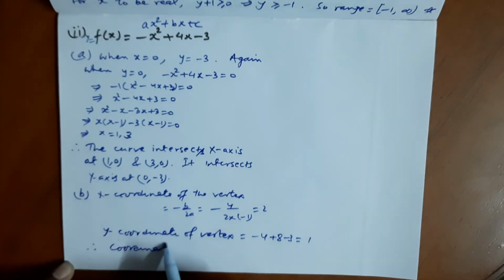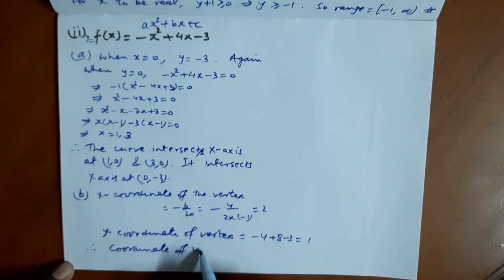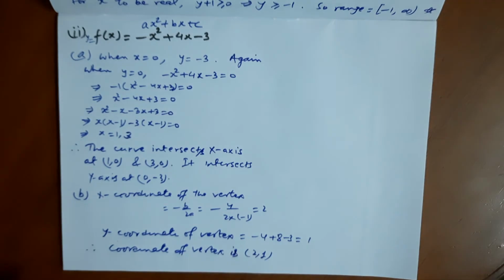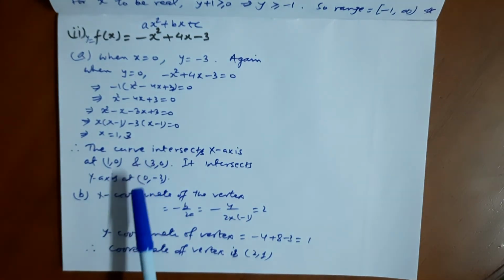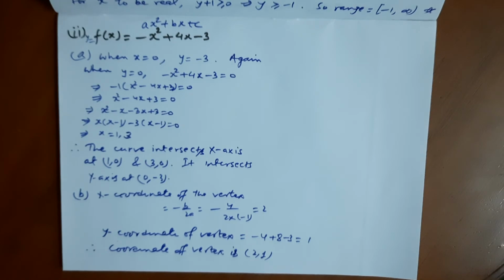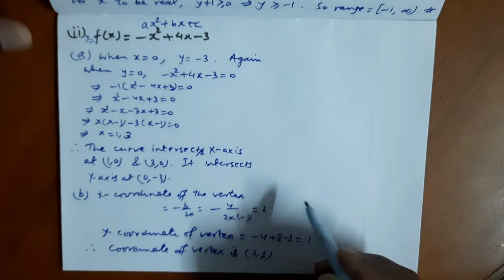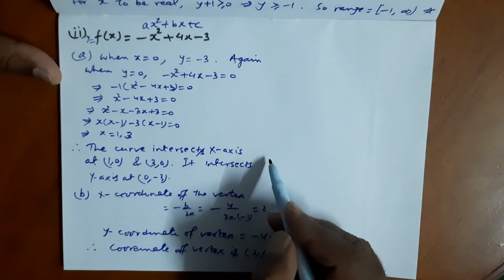Therefore the coordinate of the vertex is (2, 1). Okay, and we have found out the coordinate of the vertex also, and where it intersects the x-axis and y-axis also we found out, and like in previous questions we can also find out its domain and range. Okay, so it will be lengthy, so I have not found out the domain and range for this question here.